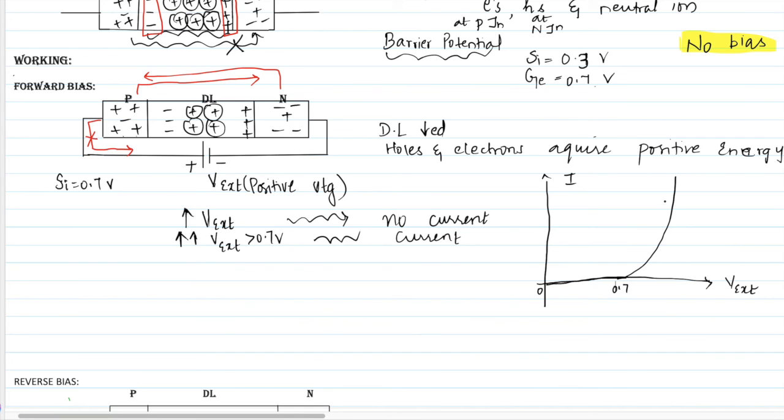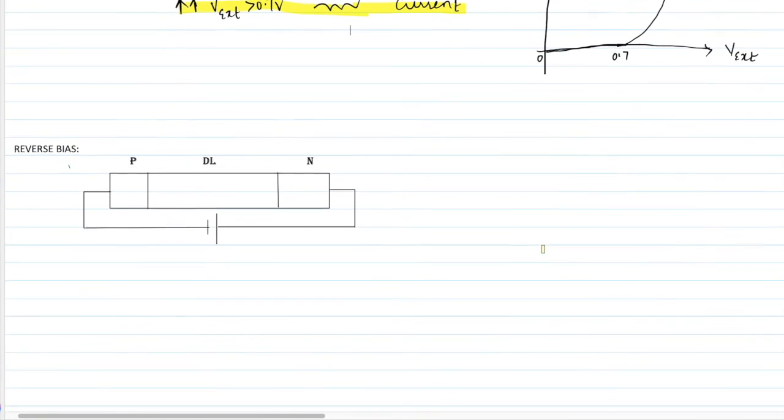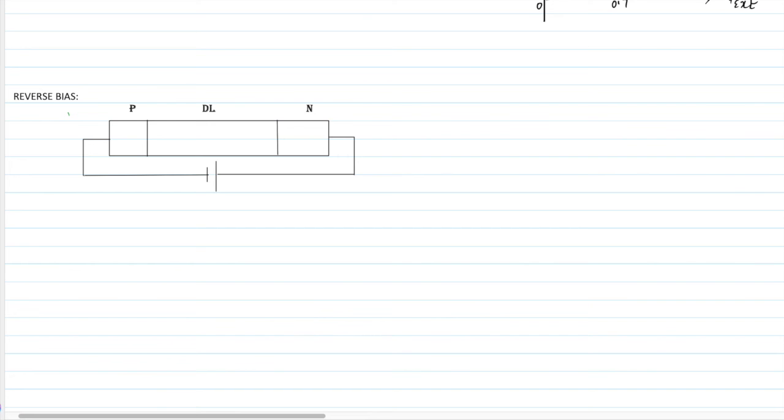So in the forward bias condition, the depletion region will decrease. Until 0.7 volt, no current will flow, and when the external voltage increases beyond 0.7 volt, the current starts flowing rapidly. That's how forward bias works. Next we'll go to the reverse bias condition.